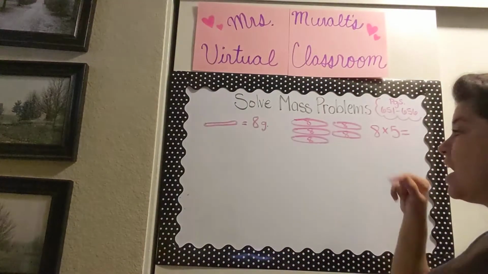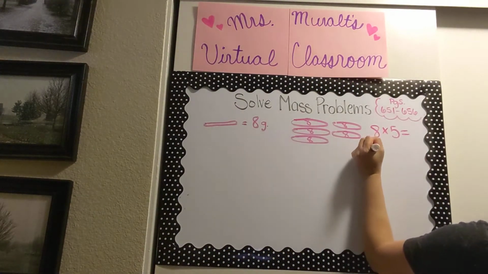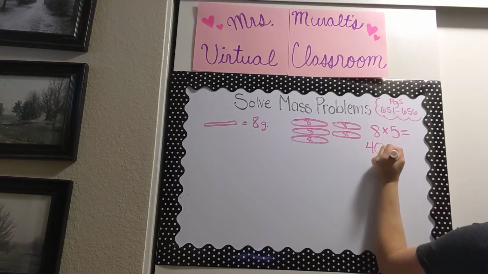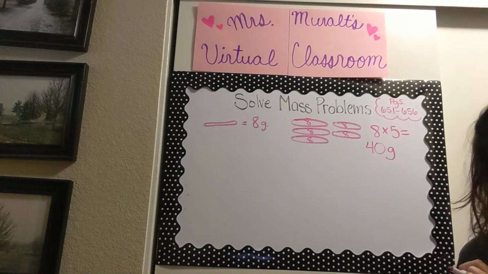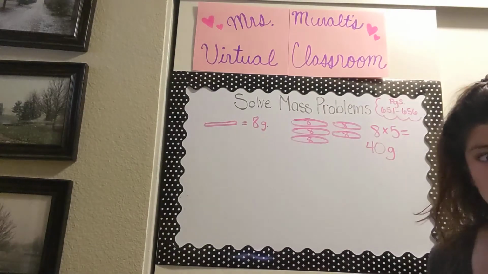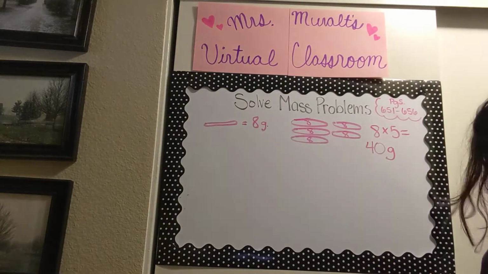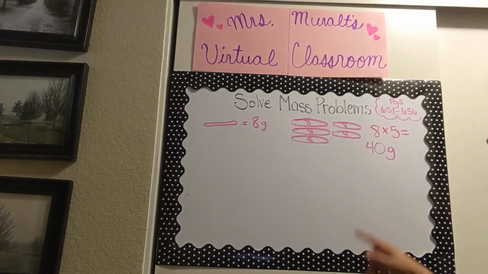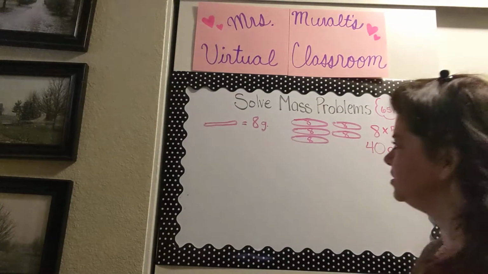So 5 markers would be 40 grams. Don't forget that label, because you don't want somebody to think it's kilograms. That'd be so heavy for 5 little pens. That's crazy. All right, let's check the next one.